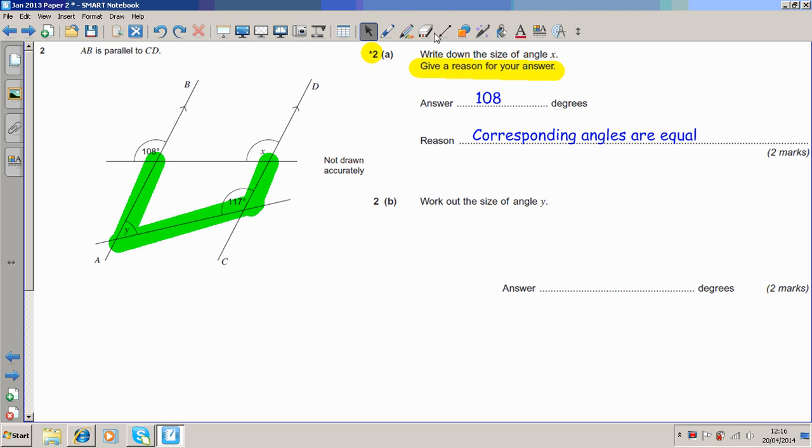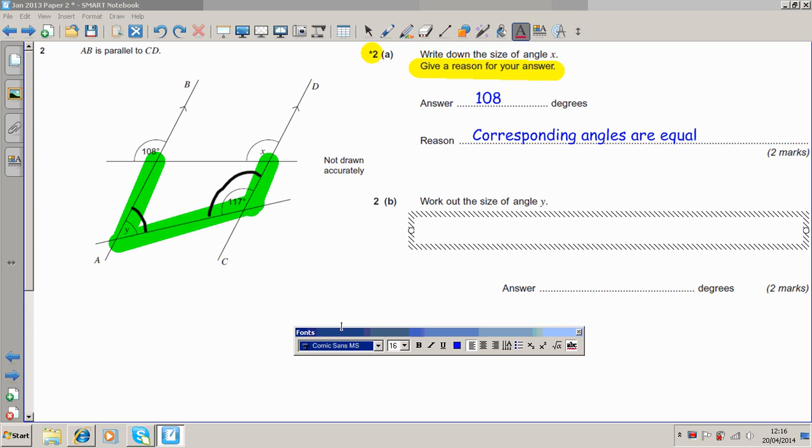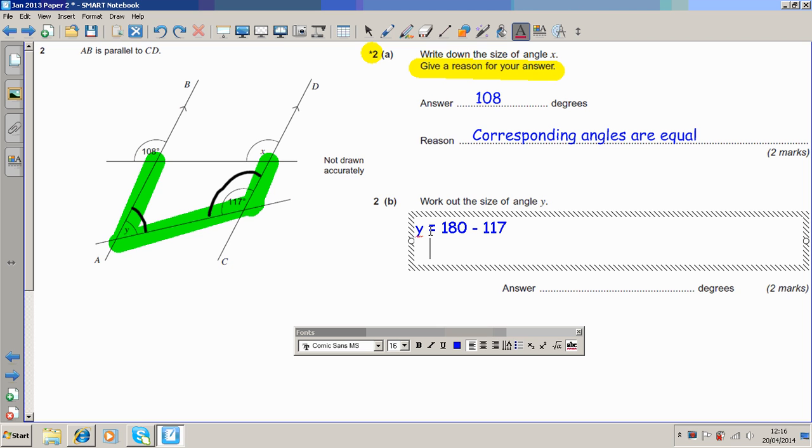There we go. Then these two angles here, this one, this angle here, and this angle here, add up to 180 degrees. They're called supplementary angles. So Y equals 180 minus 117, which equals 63 degrees.